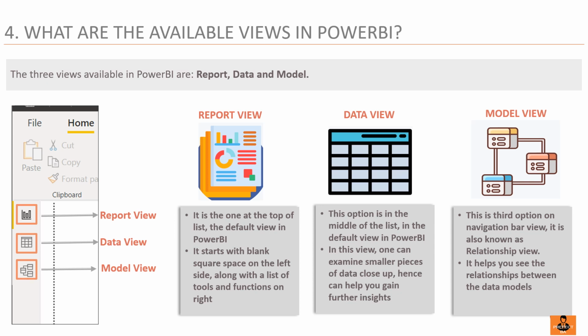Third is the model view. It is on the navigation bar. It helps you see the relationships between the data models. This is also called the relationship view. As you see, it allows analysts to see the relationships between their data models, which is a process to analyze and define all the different data a business collects and produces, basically the relationship between those bits of data.